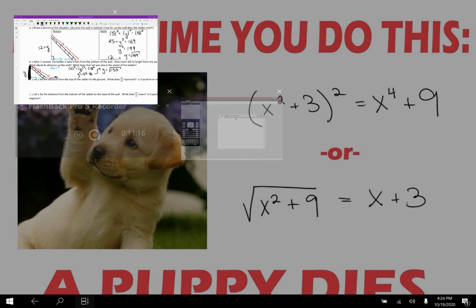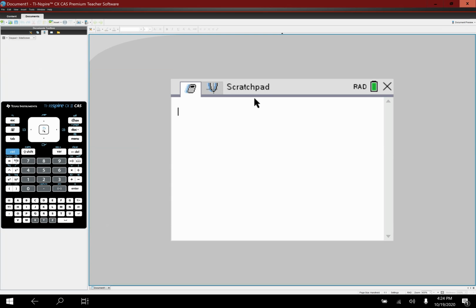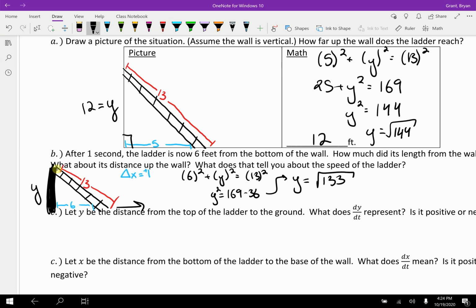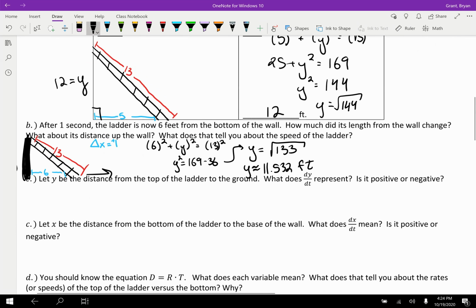Well, let's do that math really quickly. I probably want a decimal here, so I'm going to do the square root of 133. Second try, 133, and then we'll do control equals to get the approximation, 11.532 feet. Approximately 11.532 feet. So what was the change in y then?